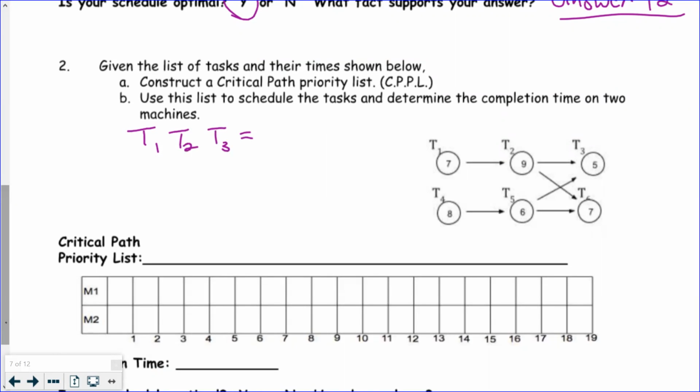7 plus 9 plus 5, 21. Then see, it branches at task 2. So I have task 1 to task 2, and it branches to task 6. So 7 plus 9 plus 7 is 23. And then the next one is going to be task 4, task 5, up to task 3. Is anybody struggling with this? 14, 19? You all know how to do this, right?